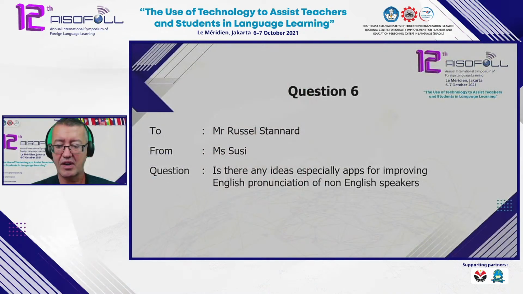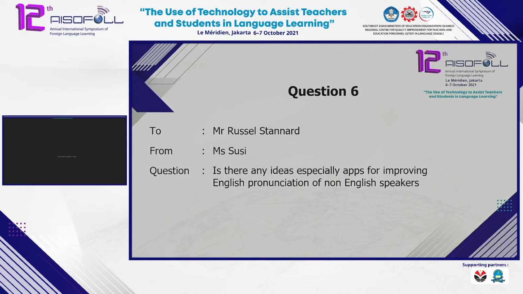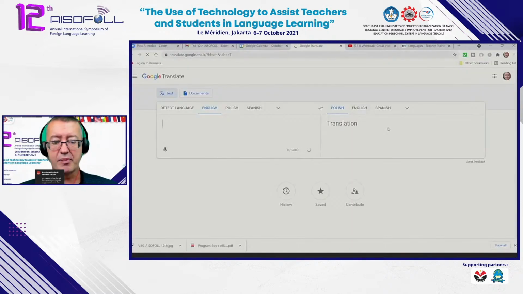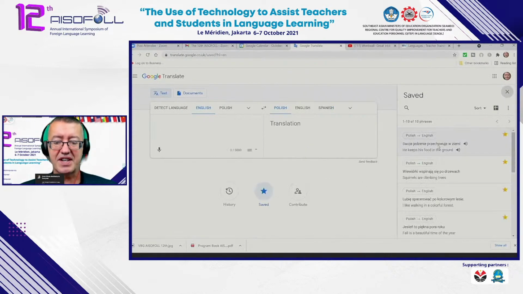In fact, I'll quickly show you because it's so simple. If I come to Google Translate and click here on the star, you'll probably see all my sentences. There they are. Okay, so now with these sentences, I can listen in Polish. Swoje jedzenie przechowuję w ziemi. Wiewiórki wspinają się po drzewach. Lubię spacerować po kolorowym lesie. So really simply I can do that.